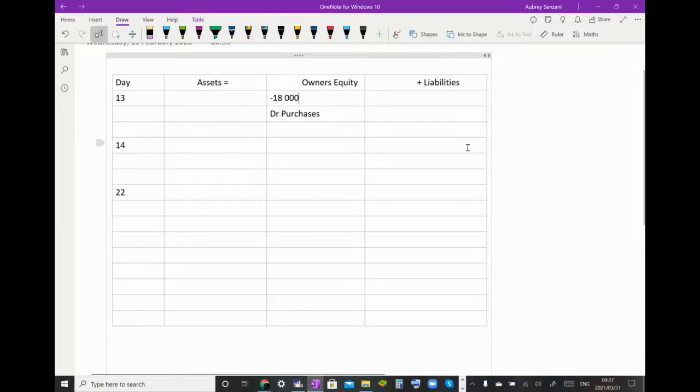Then we're going to go to liabilities because we owe someone. We bought it on credit, right? We didn't buy it for cash. And so here we're going to credit creditors. And here we're going to put a plus because now we owe someone. Our liabilities are increasing. And can you see there? If we weren't too sure about what it is we were doing, we go to our accounting equation and we see 0 is equal to negative 18 plus a positive 18. So we should be good.